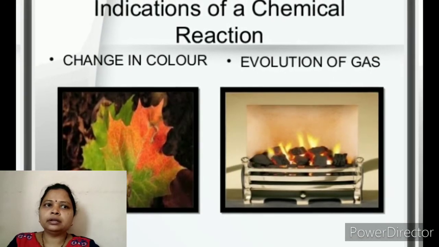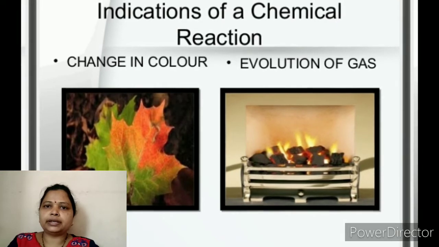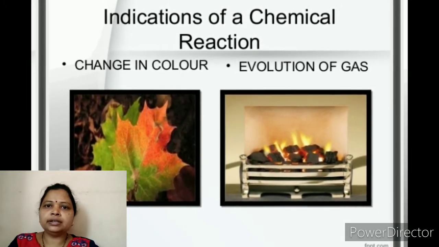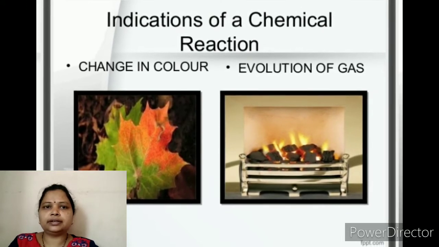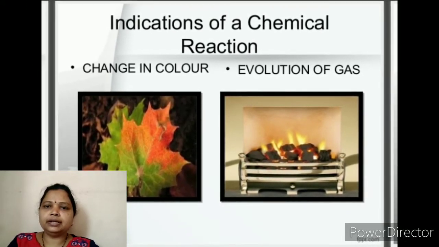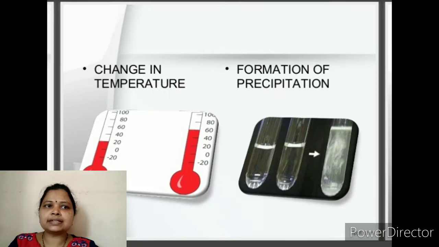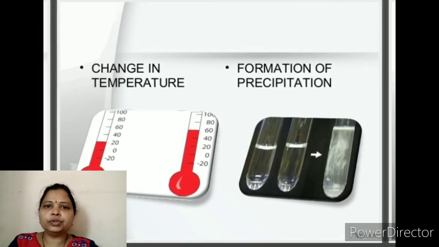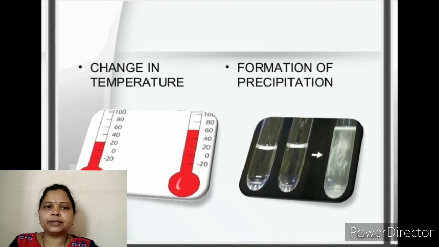Then, indications of a chemical reaction. The first indication of a chemical reaction is change in color. Second is the evolution of gas. Third is change in temperature. And fourth is formation of precipitate.